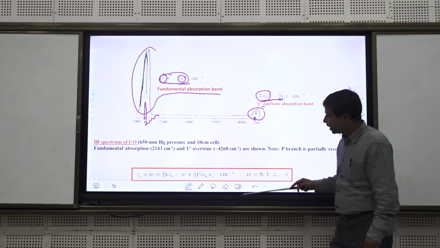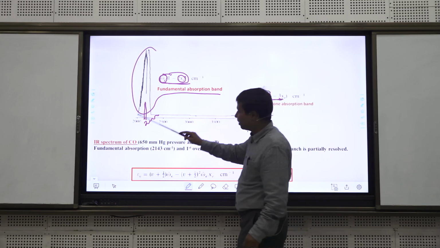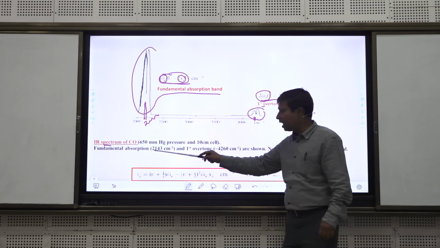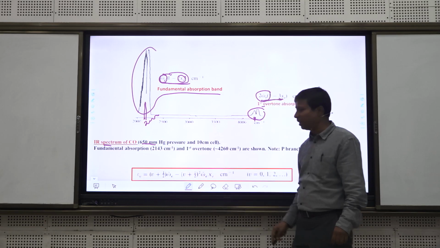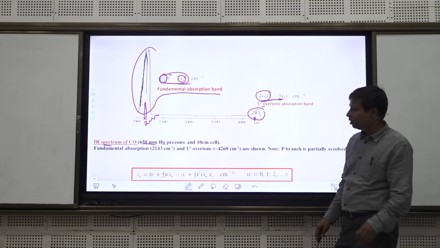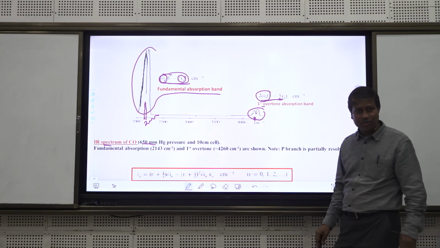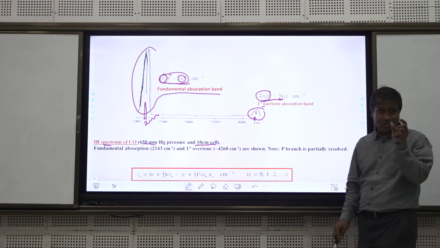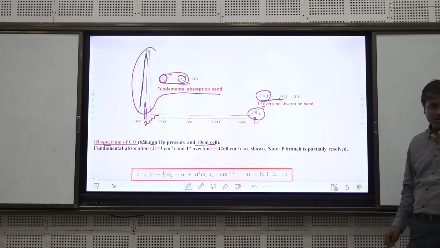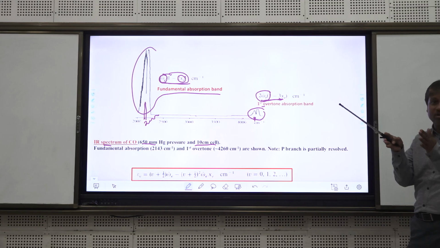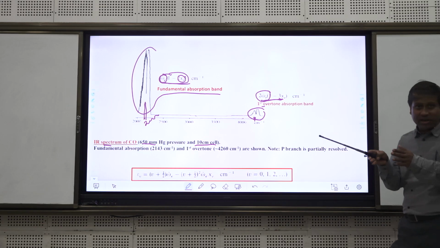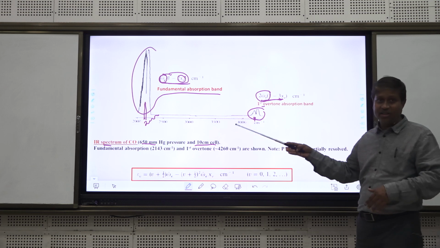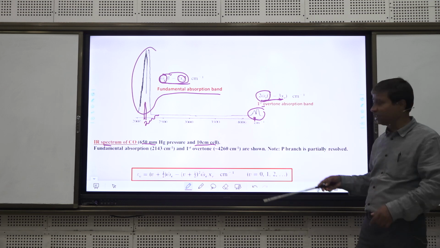Okay. So this is the IR spectrum of CO molecule taken at 650 millimeter mercury pressure, which means less than atmospheric pressure, and in a 10 centimeter cell. You have used a 1 centimeter cell in electronic spectroscopy. This is a 10 centimeter cell, because it's a gas molecule and the number of molecules is less, so you should have a bigger path length. Intensity depends on the path length, as we discussed in the last class.